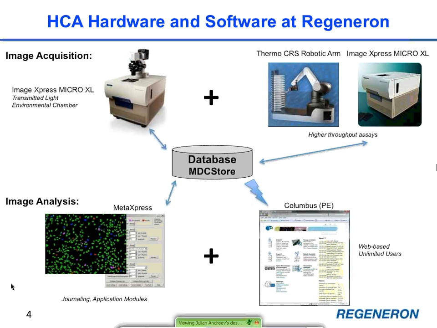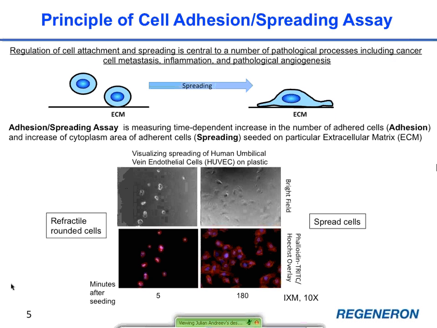So let me now jump right into our first functional assay that we have developed for oncology, and this is the adhesion spreading assay. Regulation of cell attachment and spreading is central to a number of pathological processes, including cancer cell metastasis, inflammation, and pathological angiogenesis. The adhesion spreading assay measures the time-dependent increase in the number of adhered cells, and that is adhesion, and the increase of cytoplasm area of adhered cells, which is spreading, those which were seeded on a particular extracellular matrix.